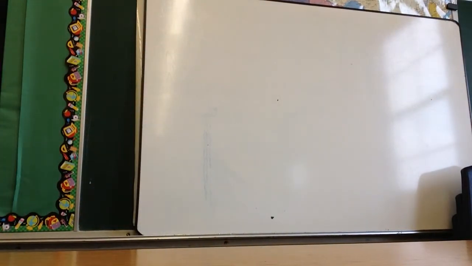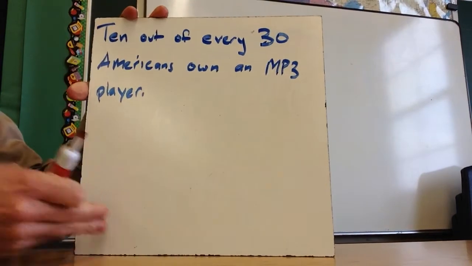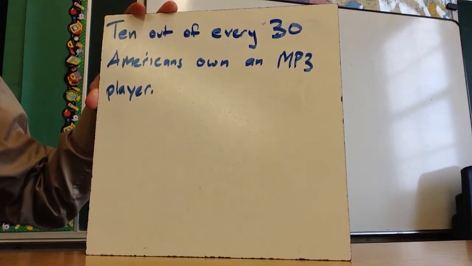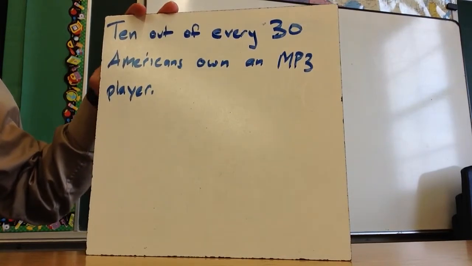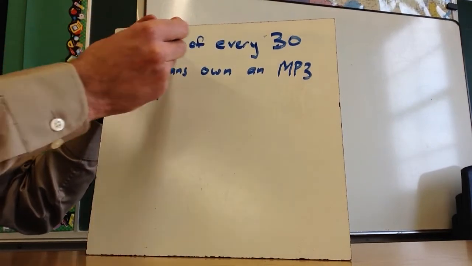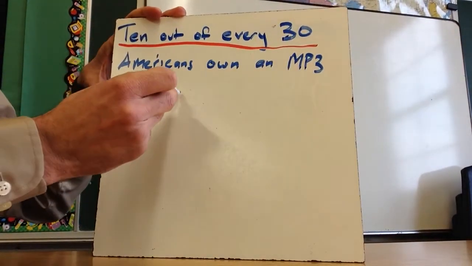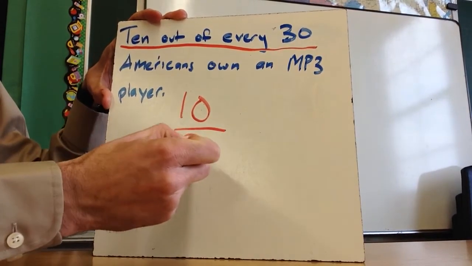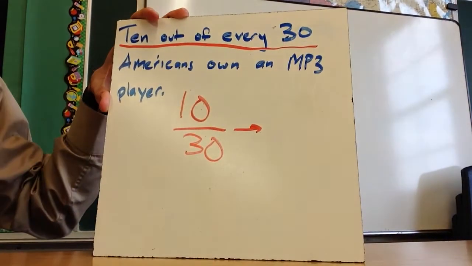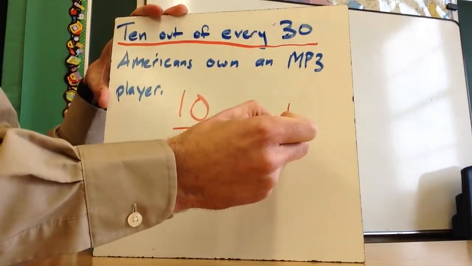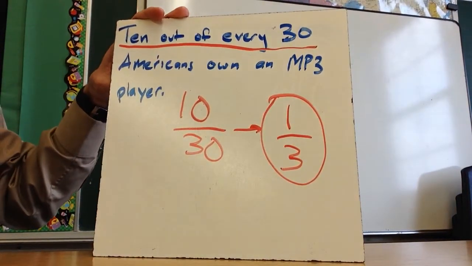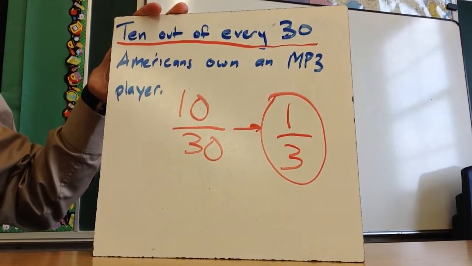Now, second idea, 10 out of every 30 Americans own an MP3 player. This is probably outdated data, because I would imagine it's much higher now, but what I'm looking for is to create a ratio for this. So it is 10 out of every 30. I would want to reduce this, which means I would divide the top and the bottom by 10, and my final ratio would be 1/3. So 1 out of every 3 Americans owns an MP3 player.